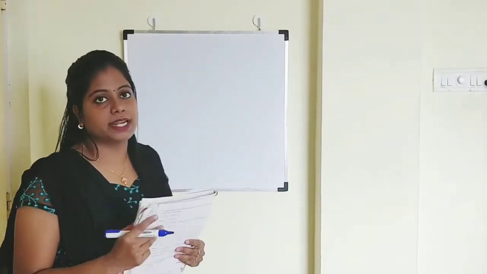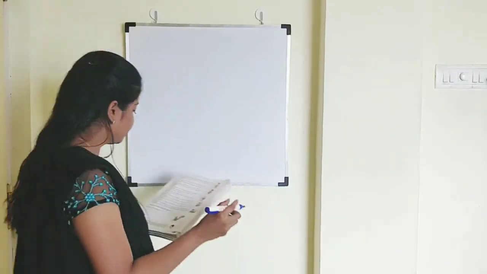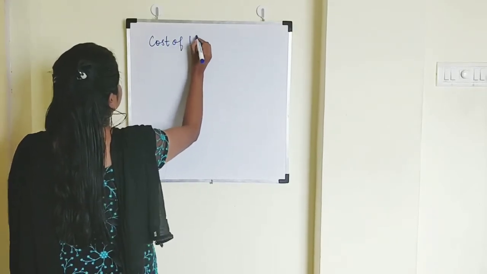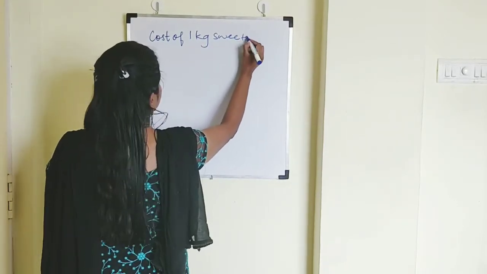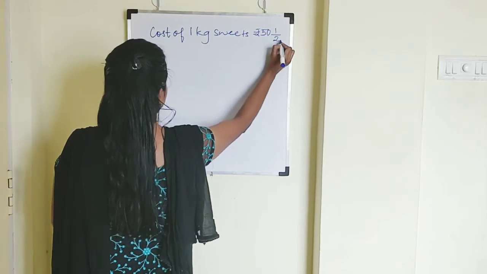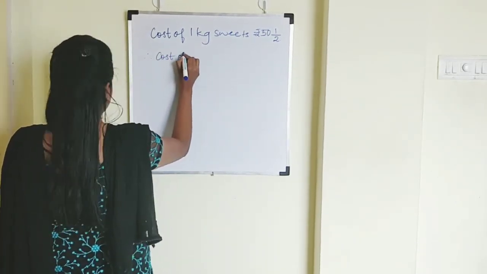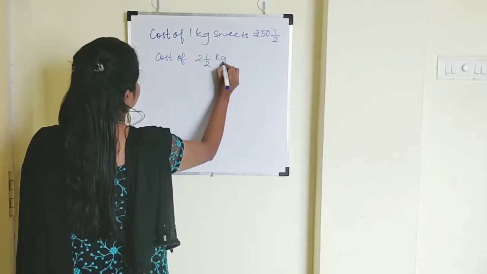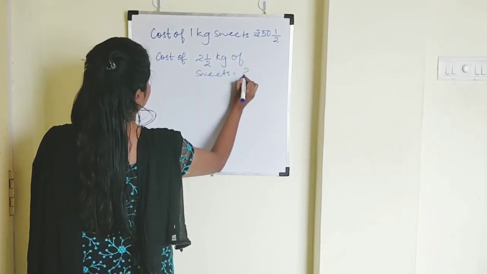So let's write the statement. As you all know, the statements are very important for the story sums. So cost of 1 kg sweets is equal to 51 by 2, right? Therefore, cost of 2 1 by 2 kg of sweets is equal to how much?